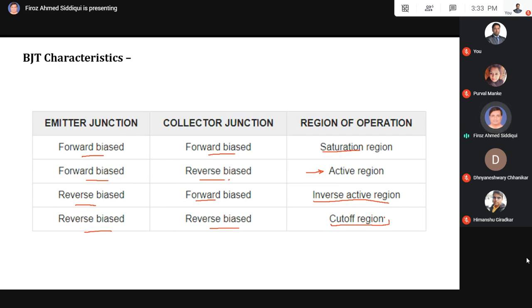So if we want to use the transistor as an amplifier, you have to keep this in mind, and most of the numericals you get in GATE will be on amplifiers. So remember that the emitter junction should be forward biased and the collector junction should be reverse biased. That means emitter-base forward biased and collector-base reverse biased in order to operate the transistor in the active region.